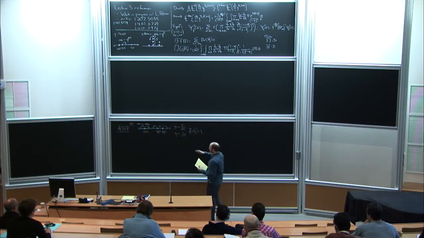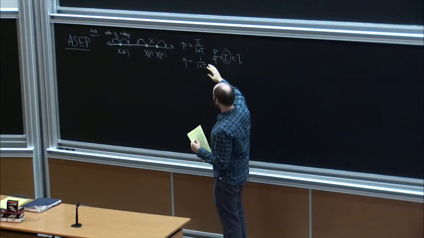The notation is generally p and q. They sum up to 1. They're positive, but it's the ratio that really matters.